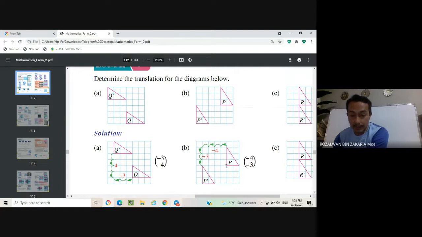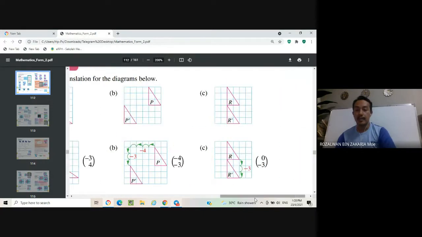If you take the vertex here and the vertex here, 1, 2, 3, 4, that is 4 units to the left, that means minus 4. Then after that, it moved 3 units downward, 1, 2, 3. Downward means minus 3. So the answer is minus 4, minus 3.